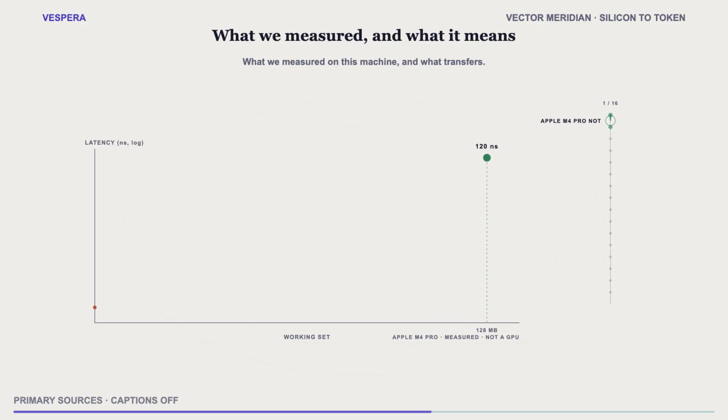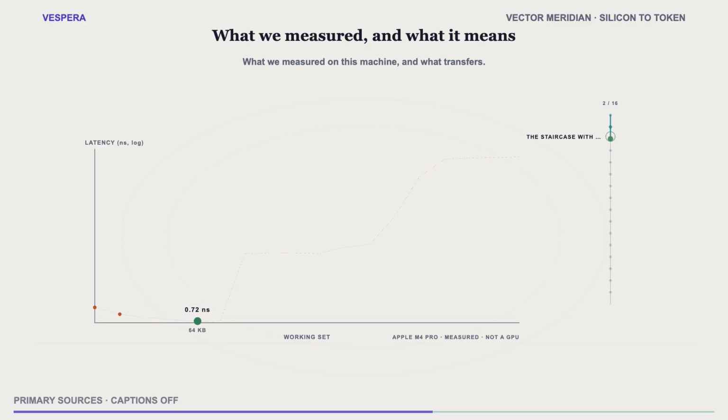Let me close this act by putting our own measurements on the table properly, with their limitations stated first rather than last. We measured the memory hierarchy of the laptop. This film was edited on an Apple M4 Pro. It is not a GPU. It is not a data center part. It has a unified memory architecture, and nothing resembling an H100's HBM stack. And every number below is specific to it.